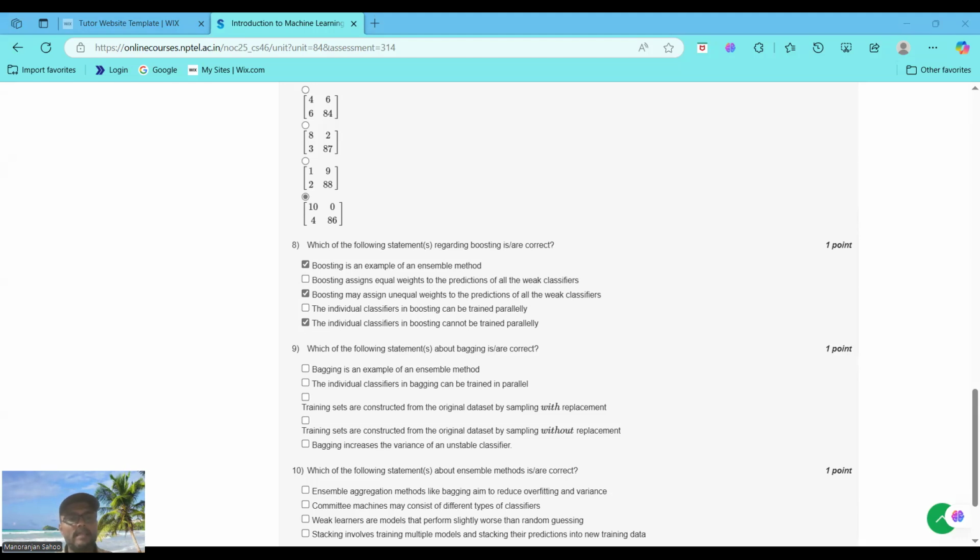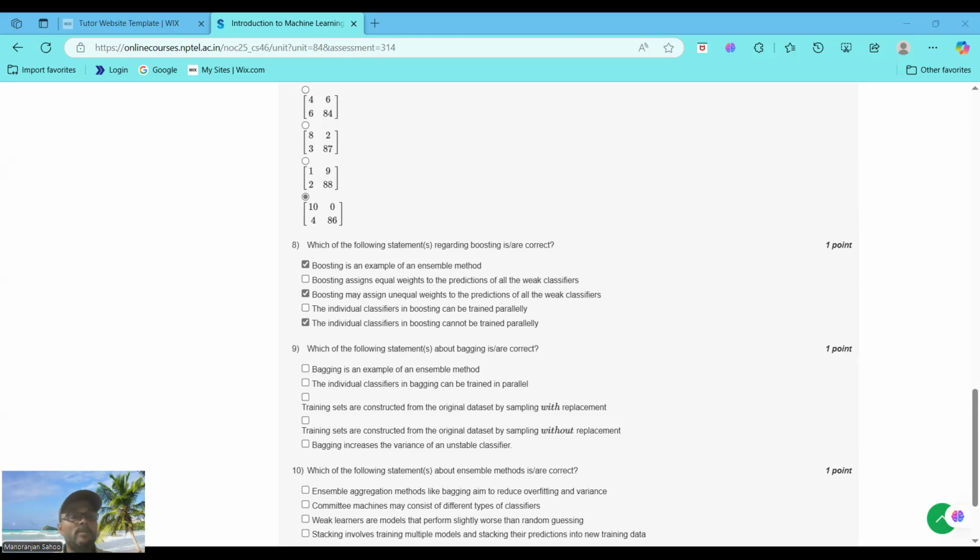Why choose A, C, and E? A is considered true because boosting, that is AdaBoost and gradient boosting, is an ensemble method combining weak learners. B is false because boosting assigns unequal weights based on classifier performance. C is true, meaning boosting weights predictions unequally, that is higher weights to better classifiers.